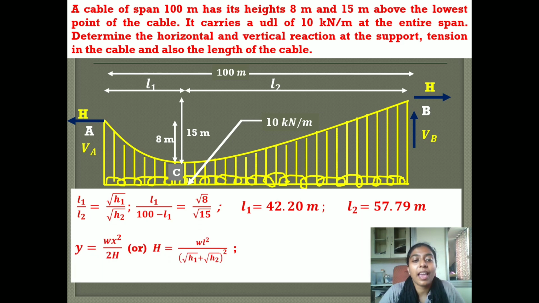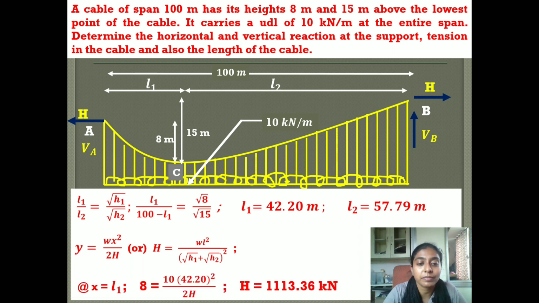Now by using either of the equations, that is the equation of the parabola, y is equal to wx square by 2h, or the equation of horizontal thrust, H is equal to wL square by square root of h1 plus square root of h2, the whole square, we can find H, the horizontal thrust, and that is equal to 1113.36 kilonewton. I have used the first equation, that is the equation of the parabola. You can use the second also.